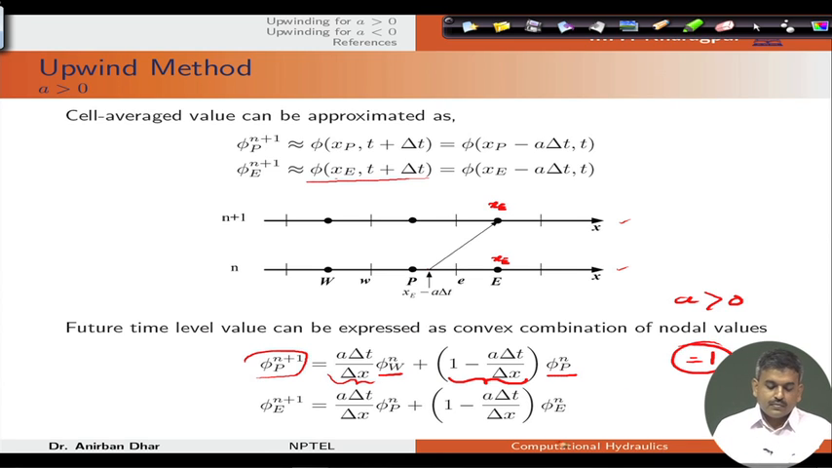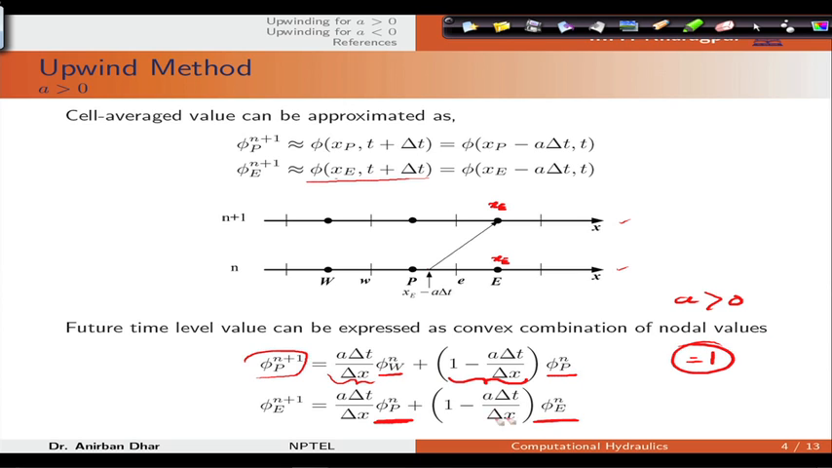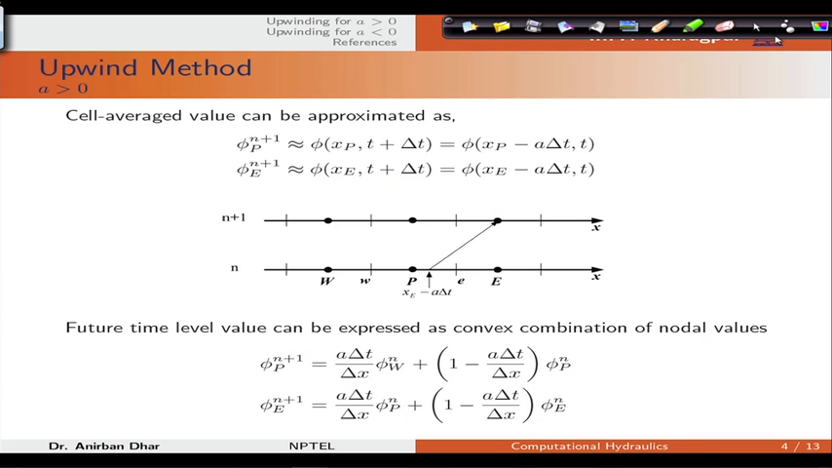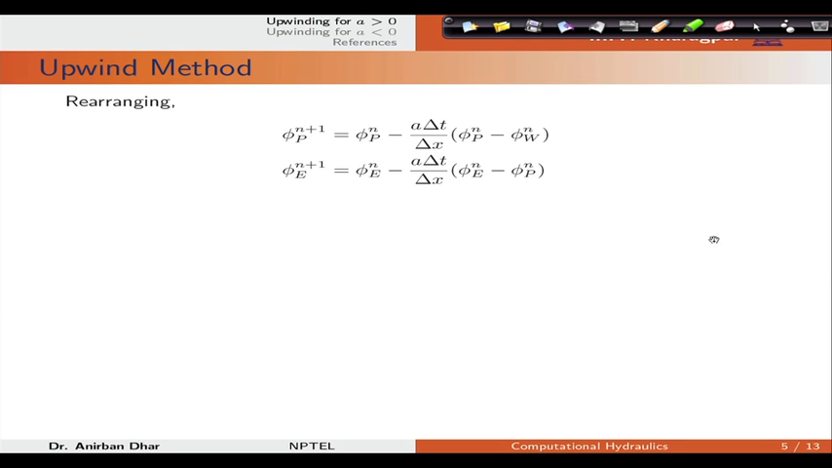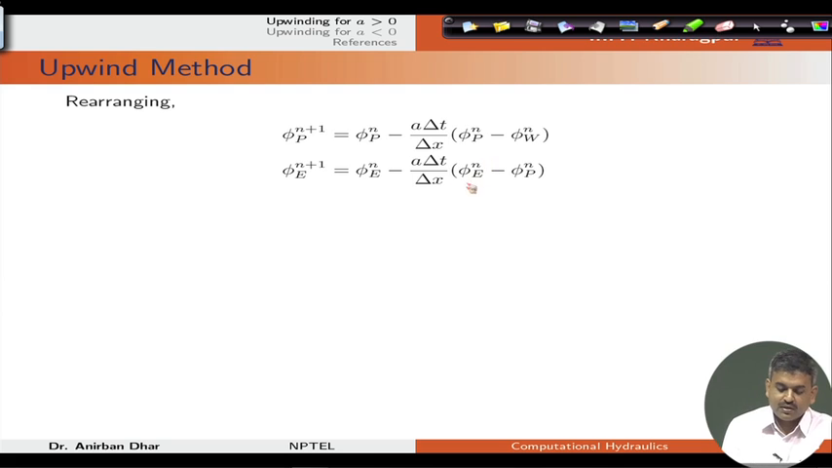So, phi p we have written in terms of phi w and phi p, and phi e n plus 1 we can write in terms of phi e and phi p. Again a convex combination for this one. If we simplify this with our approximation, we can get this form.